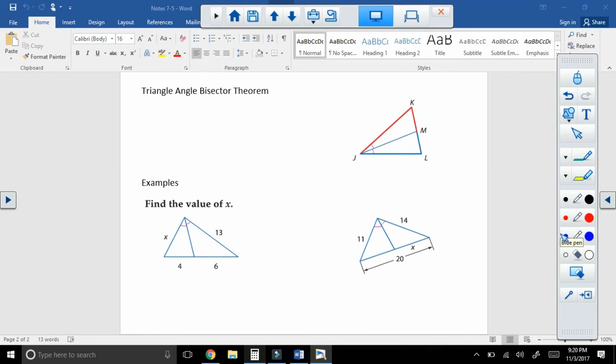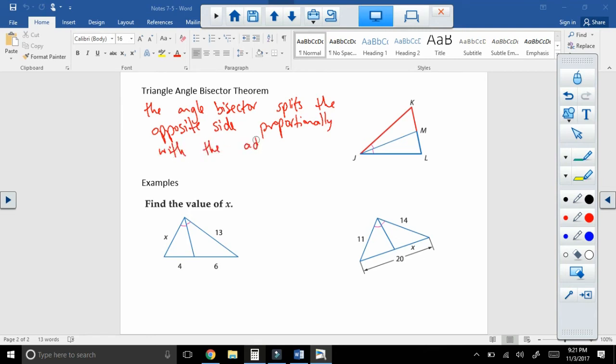This next part is a little harder. It's a little harder to see because we're not talking about 2 separate triangles, we're just talking about 1 triangle. What I have here is an angle bisector in 1 triangle, and I'll write that the angle bisector splits the opposite side proportionally with the adjacent sides.